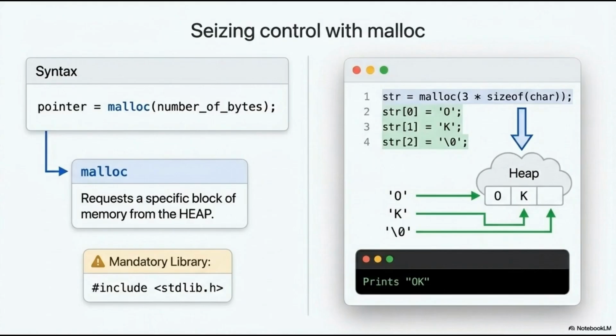You just request a specific number of bytes, and the heap grants you a pointer to that exact block of memory. So you ask malloc for 3 characters worth of space. The heap finds that space, carves it out, and hands the address back to your pointer. From there, you can populate it with whatever you need. You are manually mapping your data directly into the computer's memory architecture.